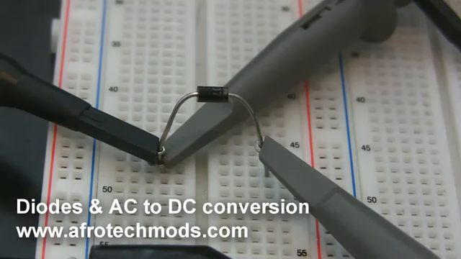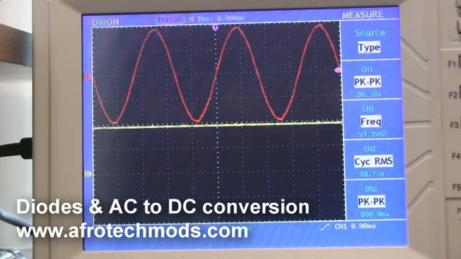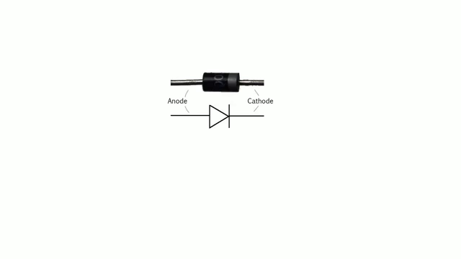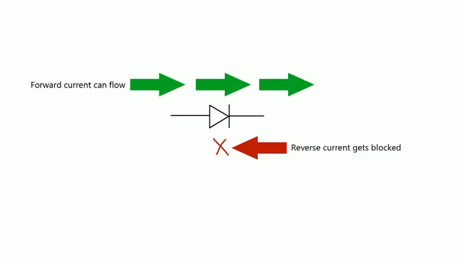In this tutorial, I'm going to cover silicon diodes, bridge rectifiers, and how you convert AC to DC. Here's the schematic symbol of a diode and a picture of the real thing. The little stripe on the end of the diode tells you which way to put it in your circuit. But what is a diode? A diode is a device that only allows current to flow in one direction.